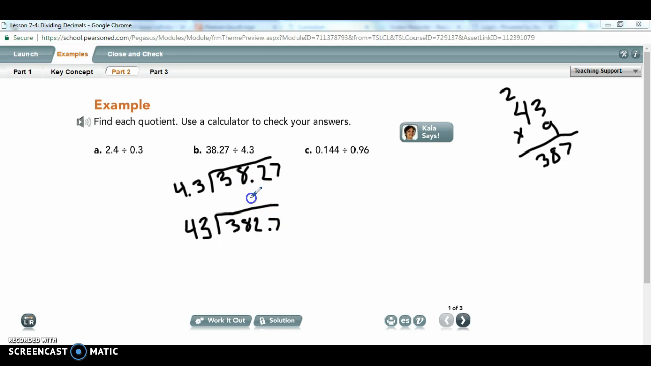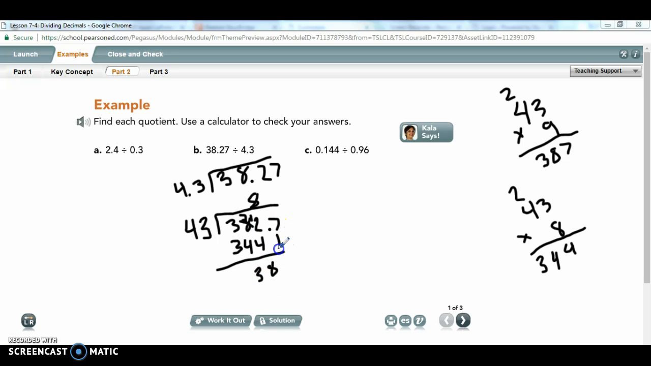So now I know that 43 will go in 8 whole times, and we can figure out what 43 times 8 equals. It equals 344, so that's what I'm going to write down here, and I need to subtract. I can't do 2 minus 4, so I have to borrow, and it becomes 12 minus 4, and then 7 minus 4. I have 38, and I have to drop my 7.